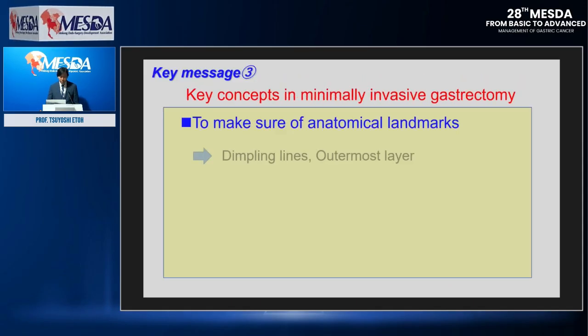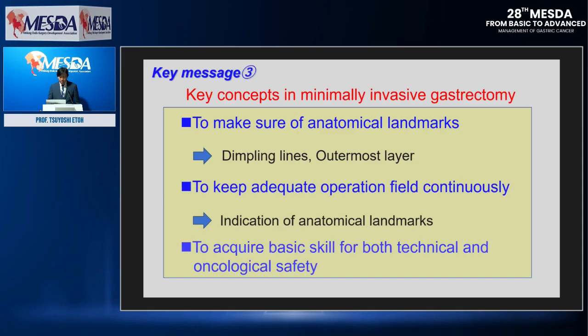Okay. So this is the final slide. I'd like to propose the key concepts in MIS for gastric cancer. The first, to make sure of the landmarks, the demineralized outermost layer is very important. And to keep an adequate operation field continuously, indication of the anatomical landmark is also important. And finally, to acquire the basic skill for both technical and oncological safety is the most important. Thank you very much for the kind attention.